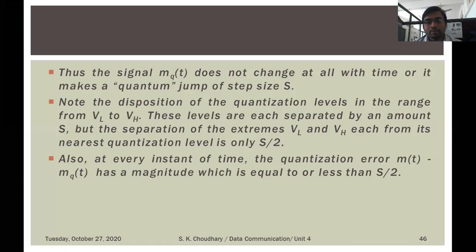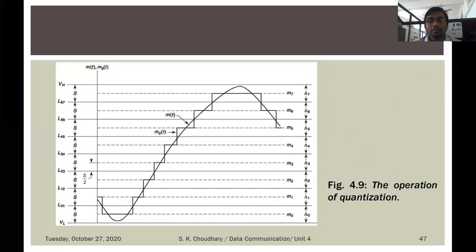This difference of the signal is considered as the quantization error, and the amplitude of this quantization error should be either equal to or less than s by 2. Then and only then can we recover the actual signal without any error. If the quantization error is greater than s by 2, then there is a problem recovering this signal.